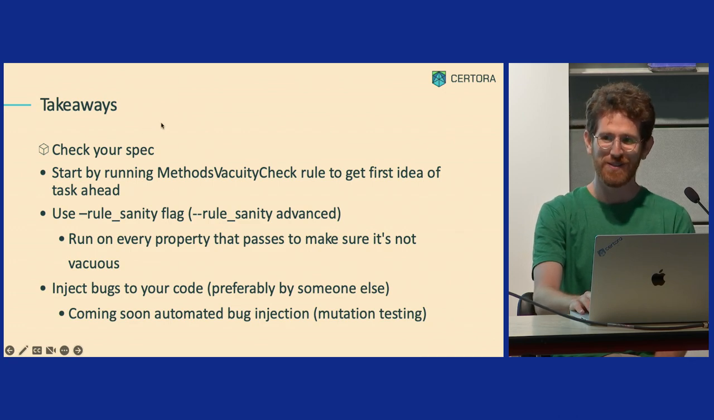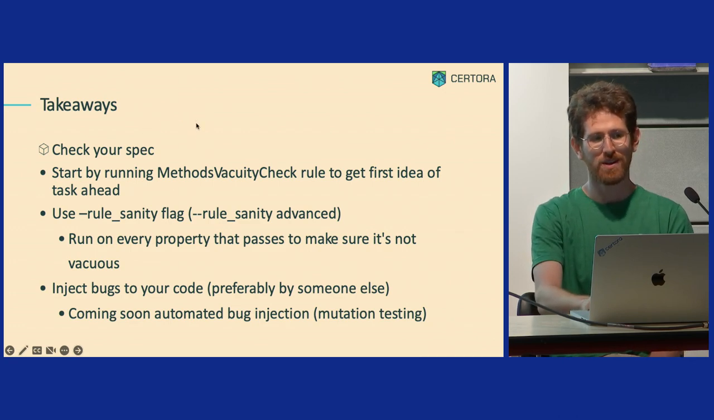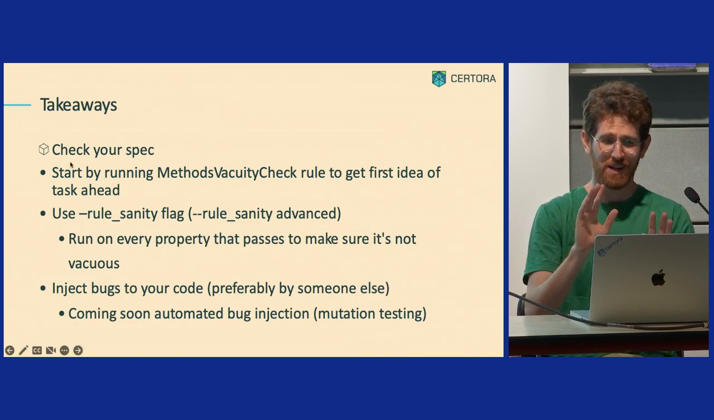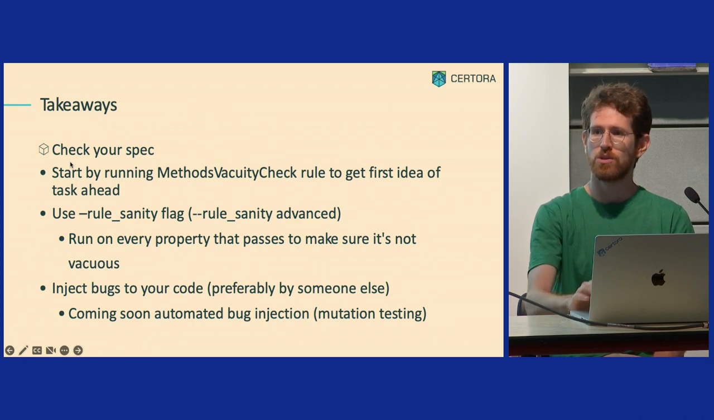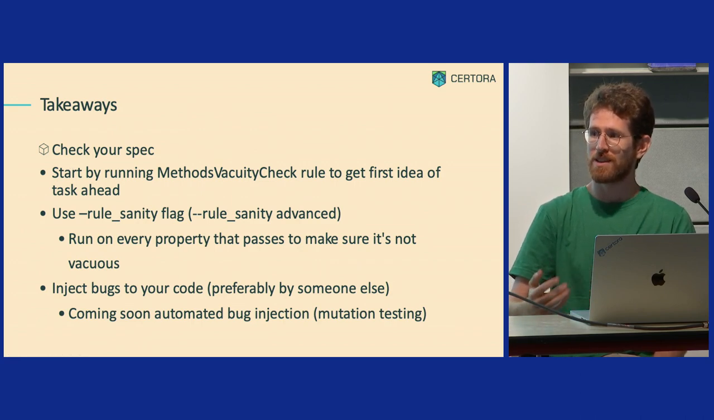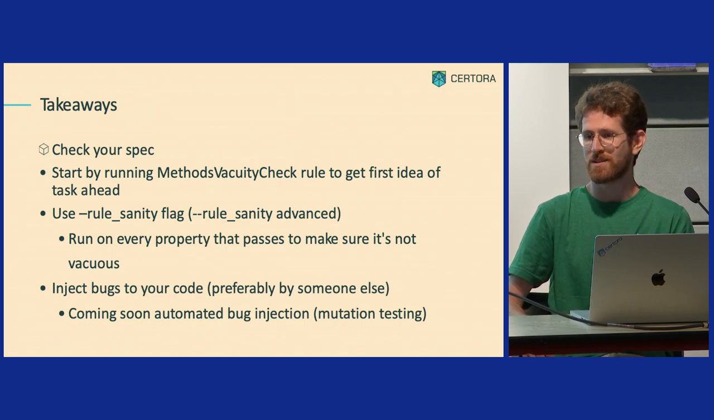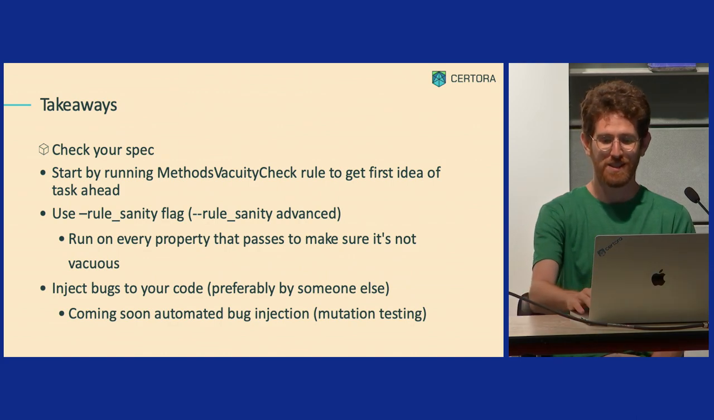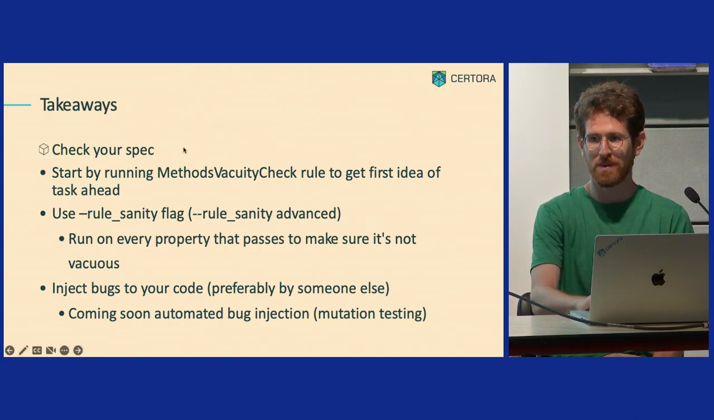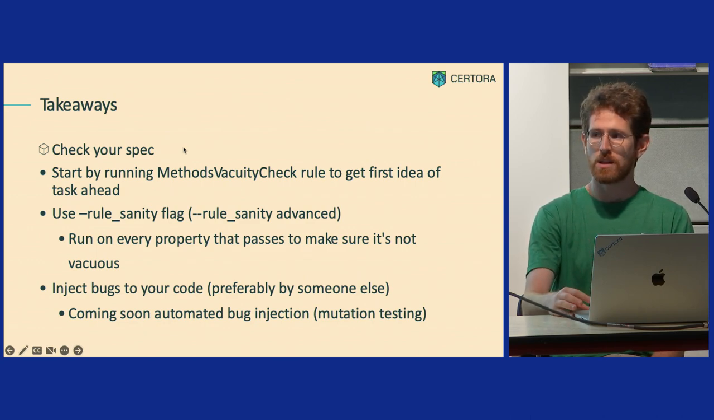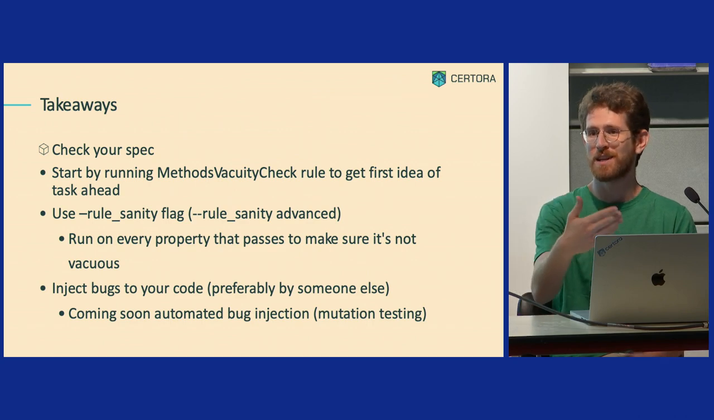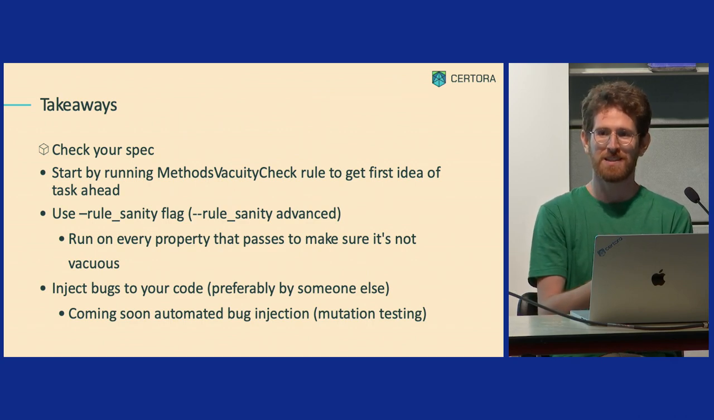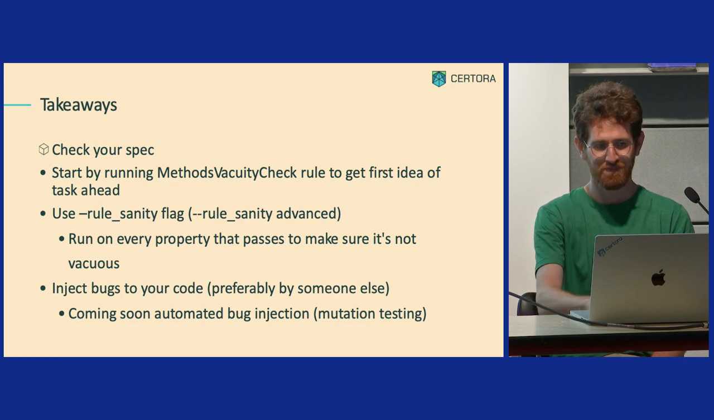Okay, this is the end of the lesson. So the main takeaway is check your spec. Whatever I taught you here are methods to check that you write rules that are not vacuous. It doesn't necessarily mean that these are very good rules or these properties are very smart, but this is another way to make sure that you don't think that you're saying something, but you're actually saying something that lacks content.